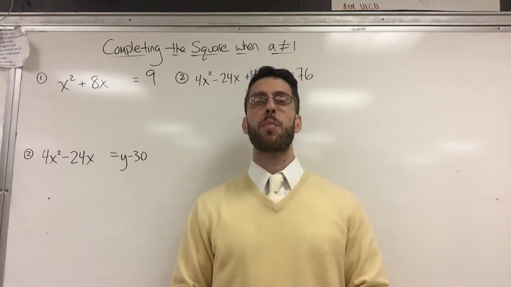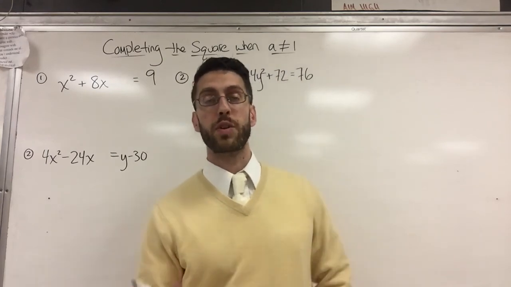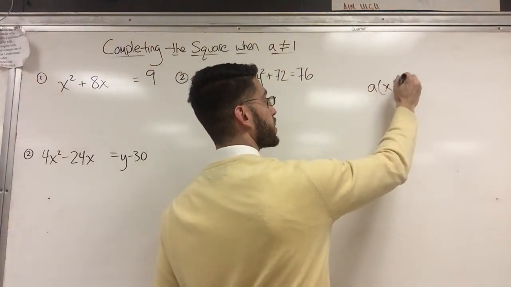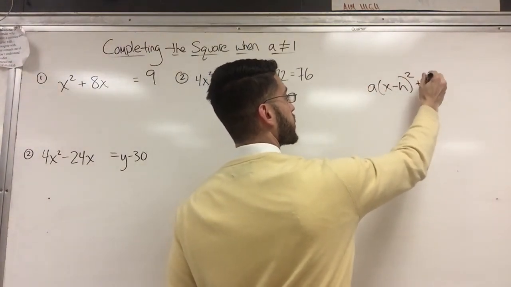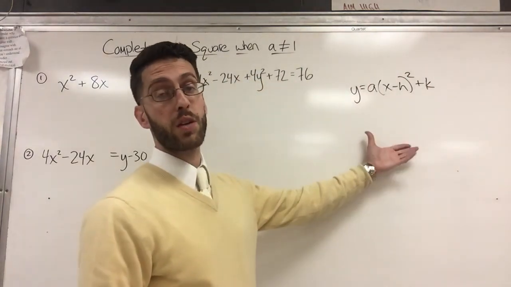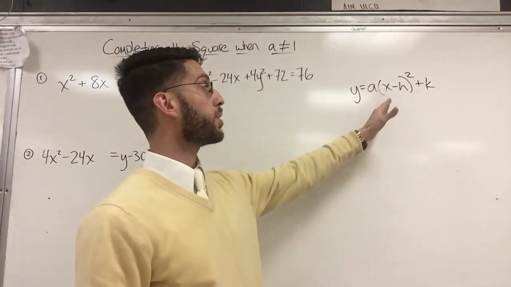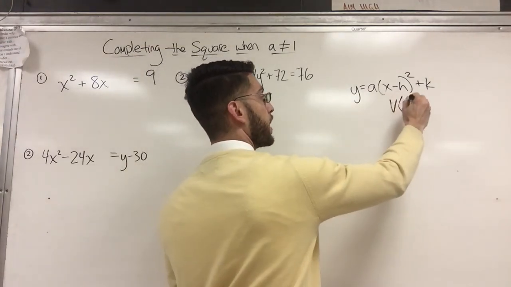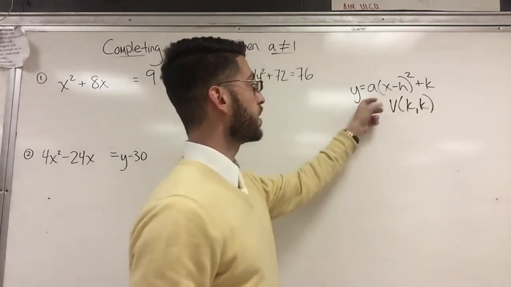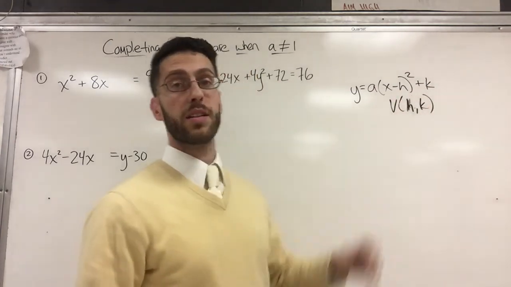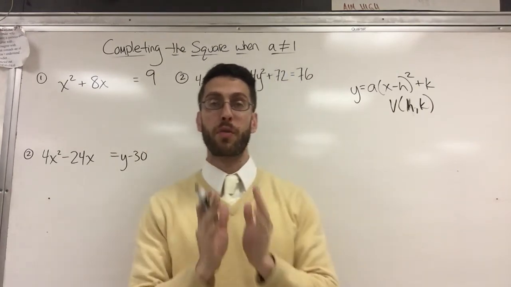I know you saw my video on completing the square, and I know you saw my video on putting a quadratic into vertex form. This is vertex form: y equals a times (x minus h) squared plus k. You've already seen that, so you know what it means. You're looking at a parabola where the vertex is (h, k), and the a determines how wide or narrow the parabola opens up.